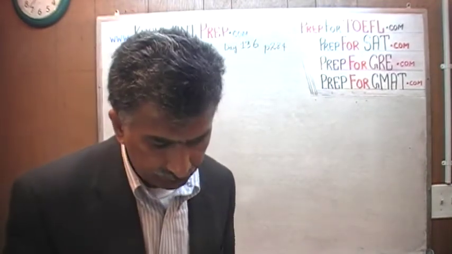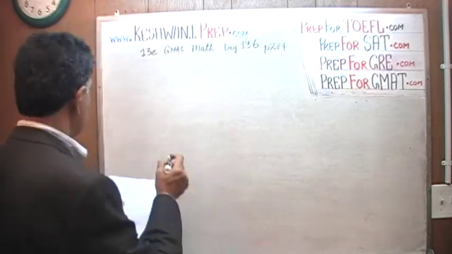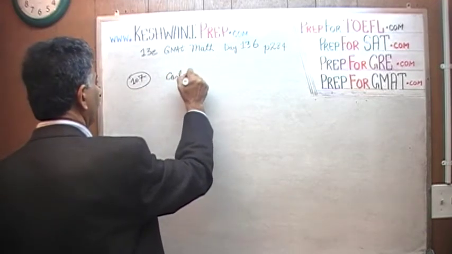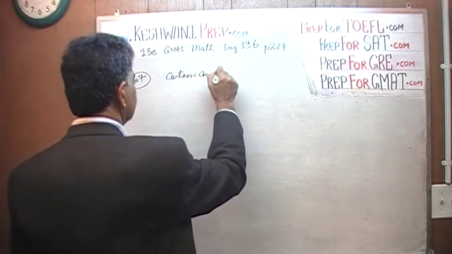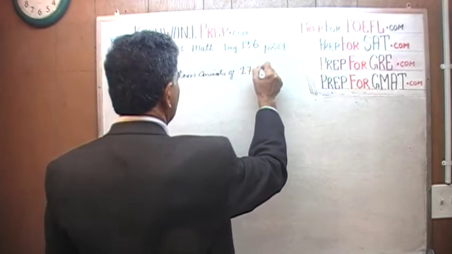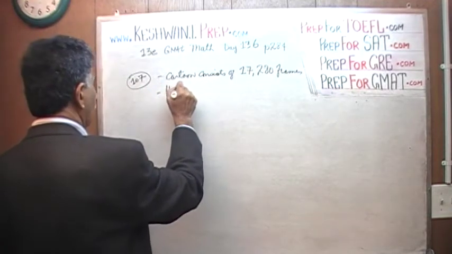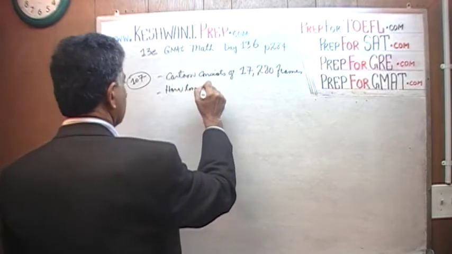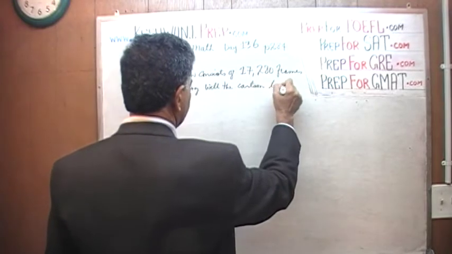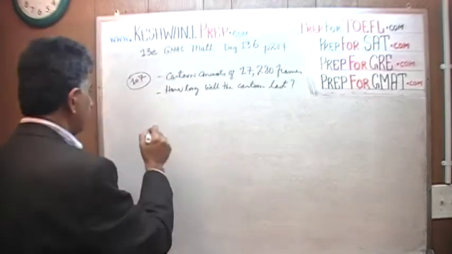In 107, it is also a pretty straightforward arithmetic question. We have a cartoon that consists of 17,280 frames. The question simply is, how long will the cartoon last? How many minutes? Let's see what they tell us in the first statement.